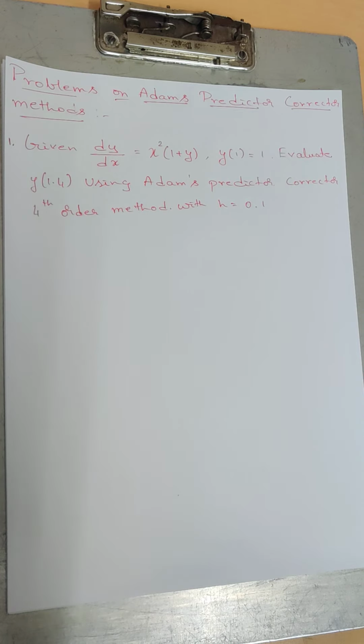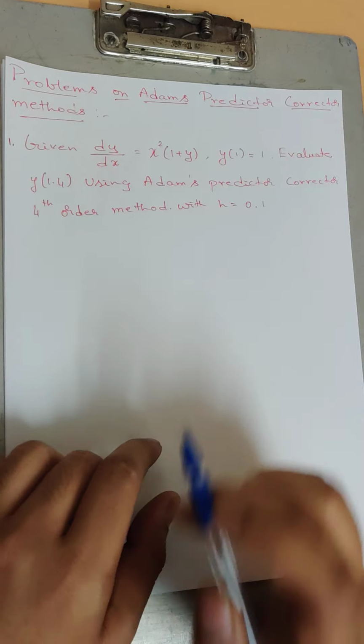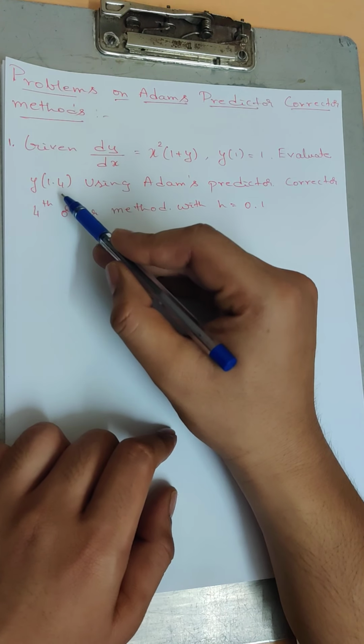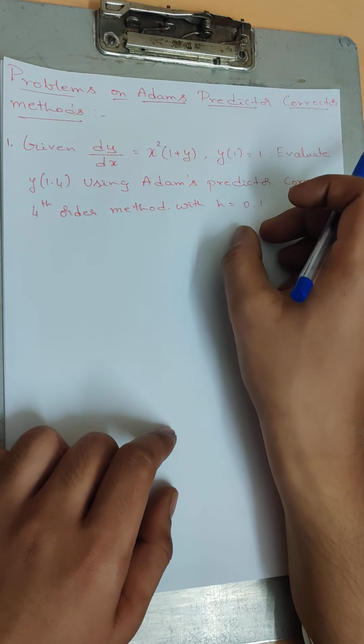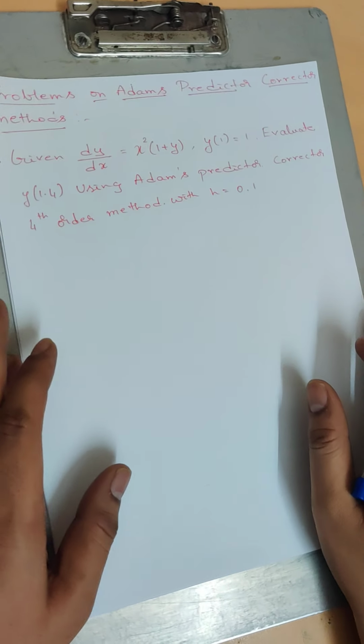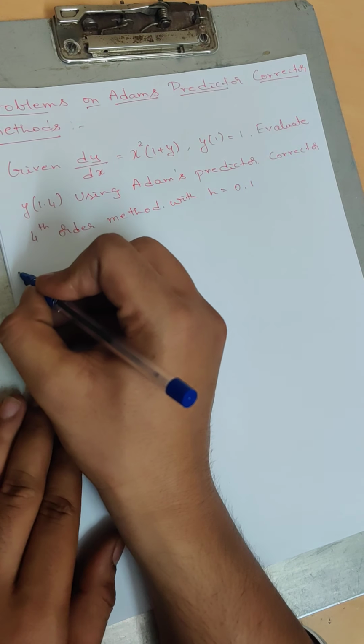So they have given the step size. As they have given the step size, we know this is our x0 and this will be our xn. So we'll be dividing this according to the mesh size given. So we'll consider the solution.